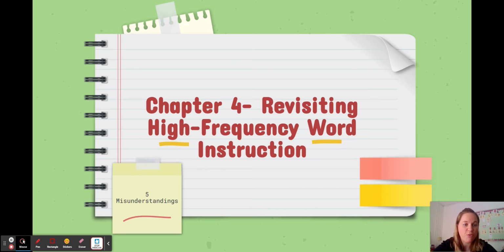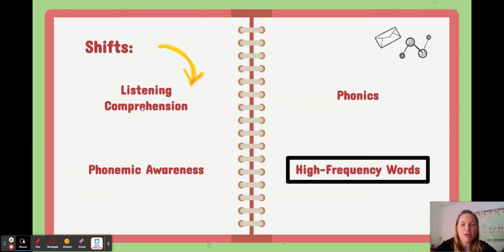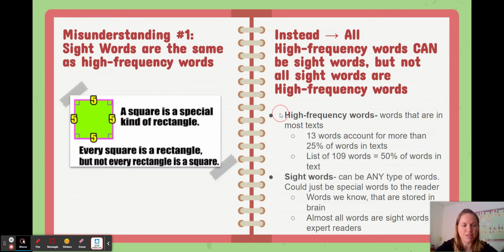Today we were talking about high frequency word instruction and the five misunderstandings that come along with all that. So far we've talked about how important listening comprehension is, phonemic awareness, and phonics. And this week we're jumping into high frequency words. All right, misunderstanding number one.